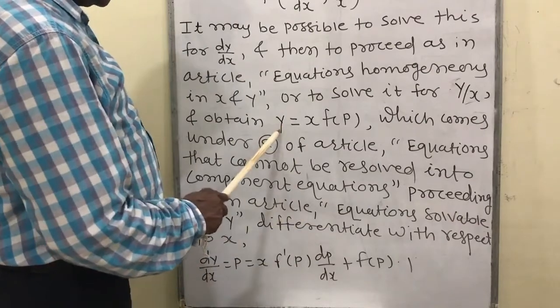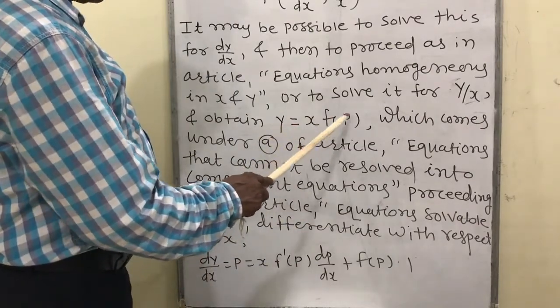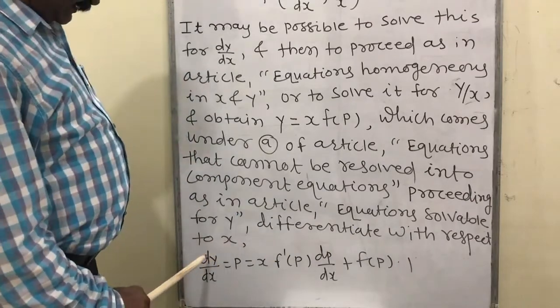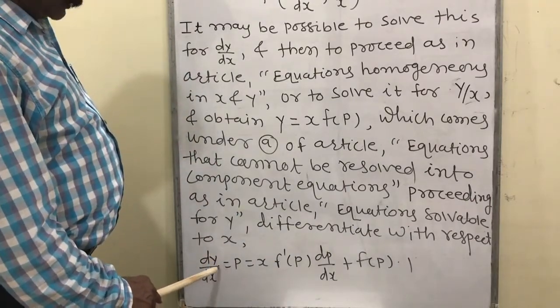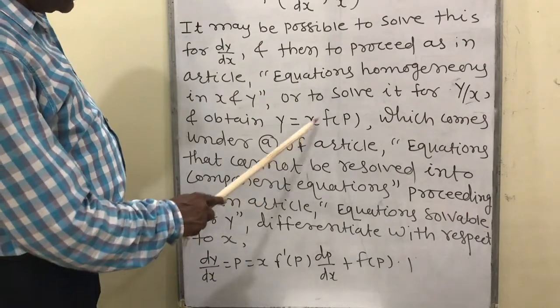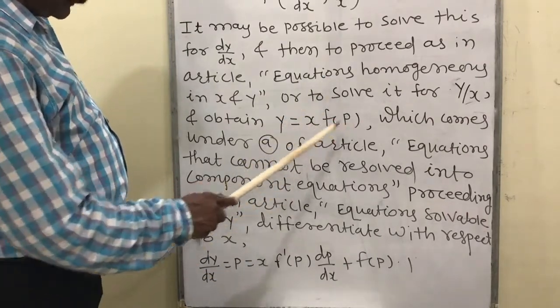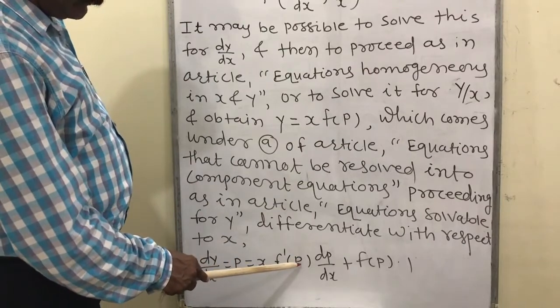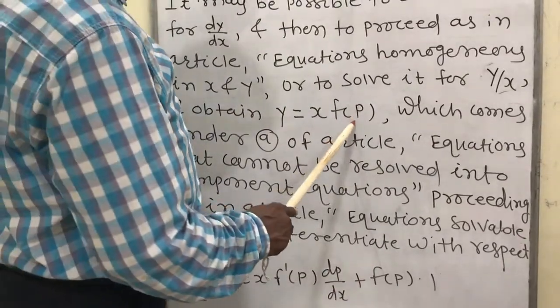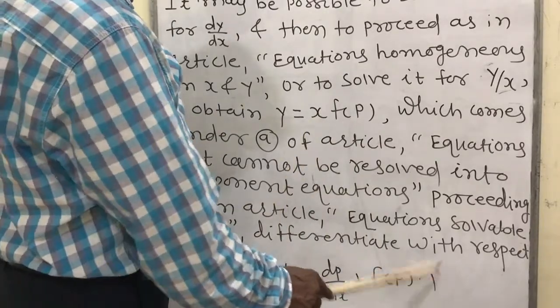Differentiating which equation? This one, y is equal to x into f of p. Differentiating with respect to x, dy by dx, which is equal to p, which is equal to x into derivative of f of p is f dash of p, and derivative of p is dp by dx, plus f of p into derivative of x is 1.